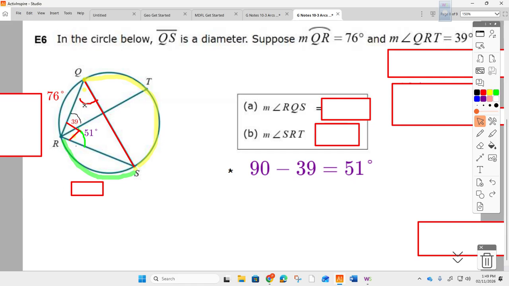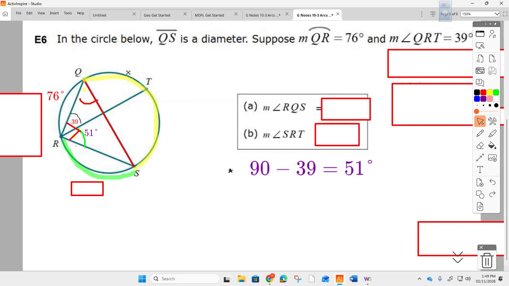So can anybody think of a way for me to find the measure of this arc? How can I find the measure of that arc? Tarlin? If we divide the 76 by 2 to get that angle. Well, that angle doesn't really tell us anything about this arc, right? Oh, no, it is one way to do it. That's not the way I was thinking, but you're right. You could double this and get this arc, double this and get this arc. But what were you thinking, Dominic?